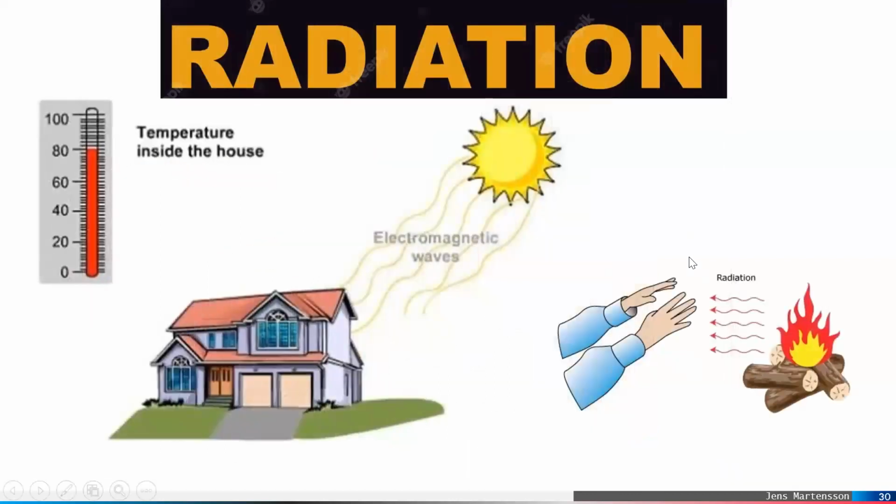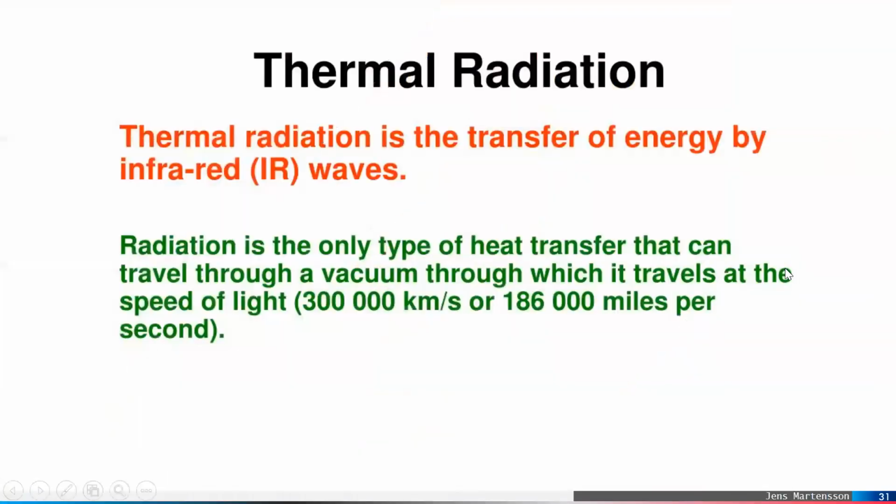The last method of energy transfer is radiation. Radiation is the last energy transfer method in your syllabus. Radiation is completely different from convection and conduction, because radiation doesn't need any particles, because the energy is transferred by electromagnetic waves. So it moves in a vacuum at the speed of light without any need of particles, and it's the fastest way to transfer heat energy.